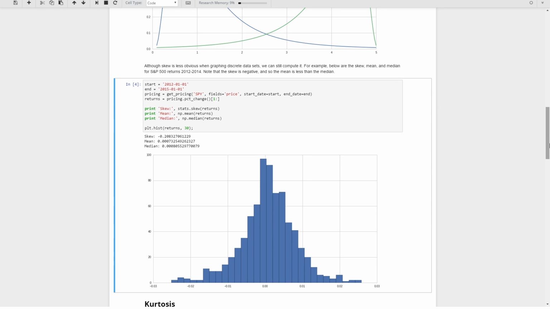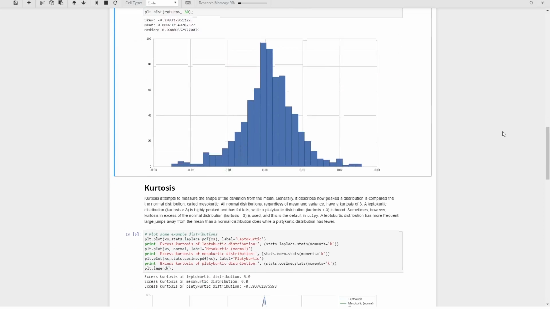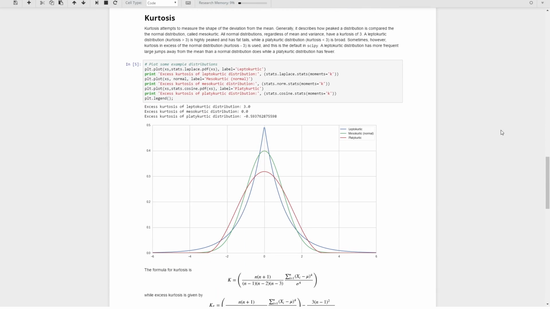So the next higher order moment that we're going to discuss is the kurtosis of a distribution. The kurtosis of a distribution is the way that we measure the peak, or how peaked a distribution is. A normal distribution has a kurtosis of 3. So what we often do is we talk about the excess kurtosis, the kurtosis that a distribution has in excess of the normal distribution, which is generally calculated by taking the kurtosis and subtracting 3.